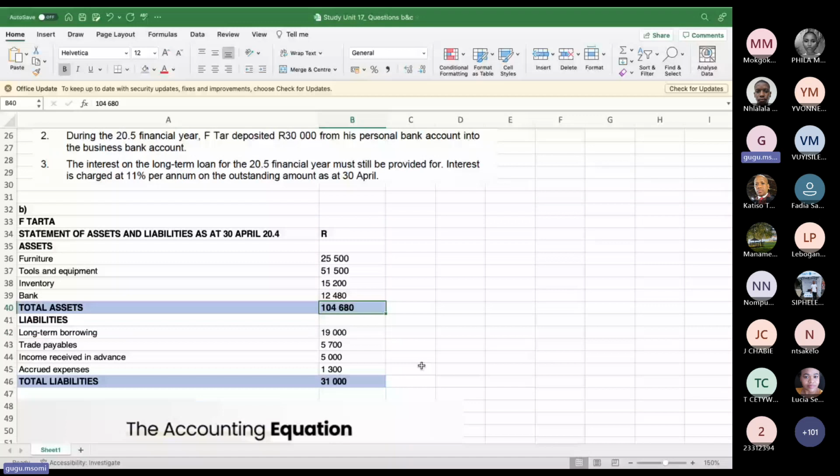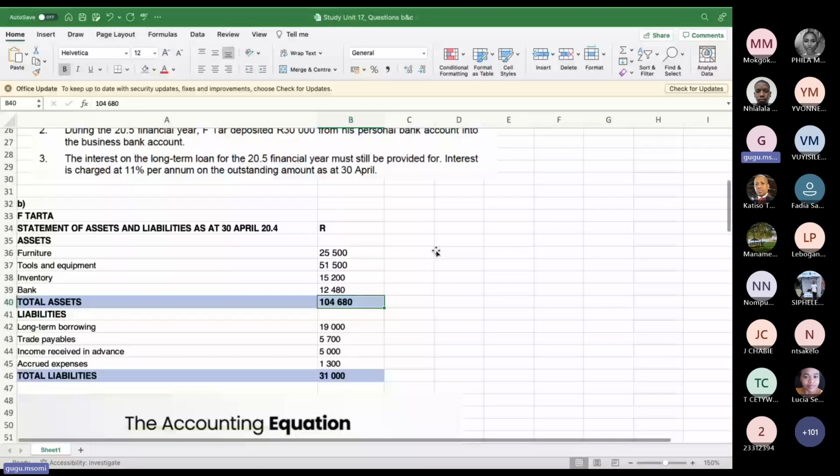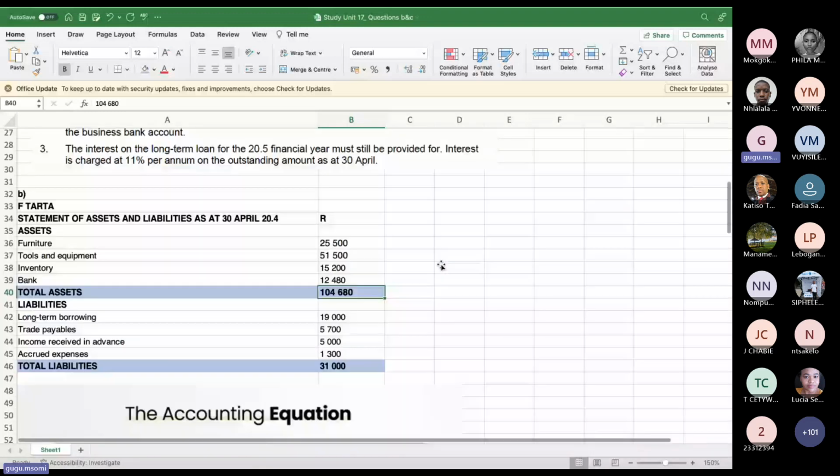And then in there we have the long-term borrowing. So at the end of last year, it was at 19,000. We stick it in there. We've got long-term loans of 19,000. We know our trade payables is also a liability. Last year we had trade payables of 5,700. We add that in, and then we also had income received in advance of 5,000.